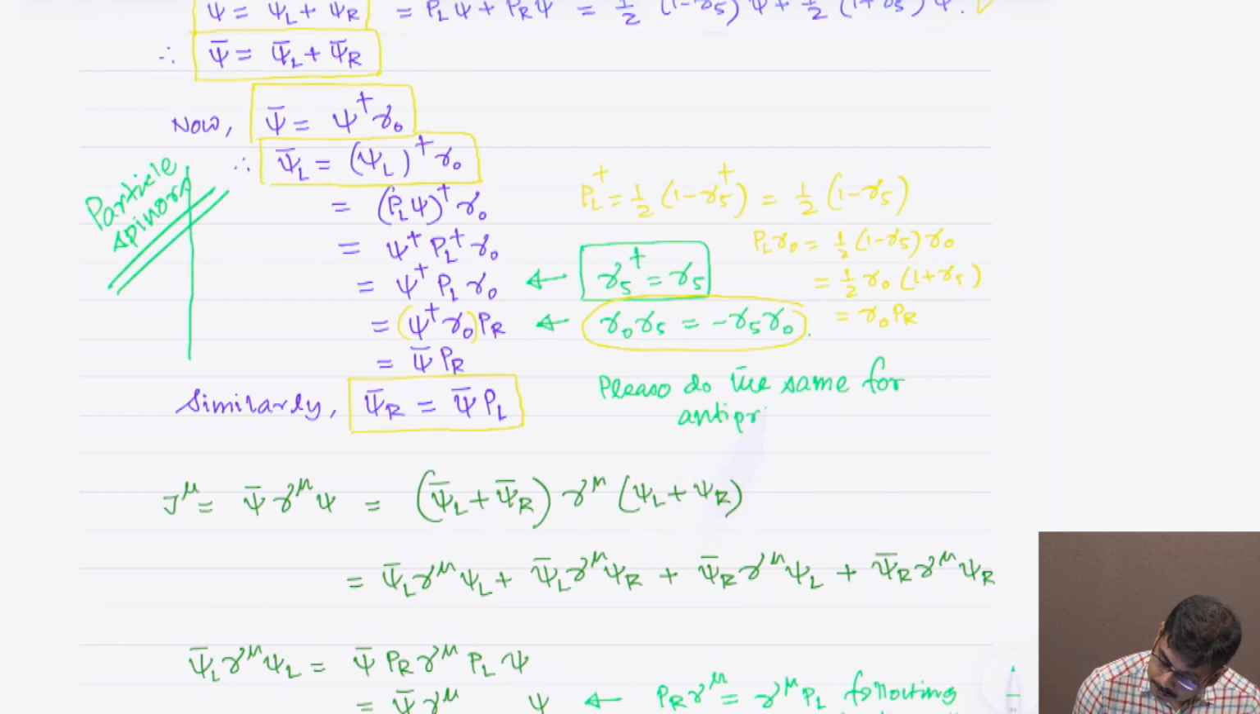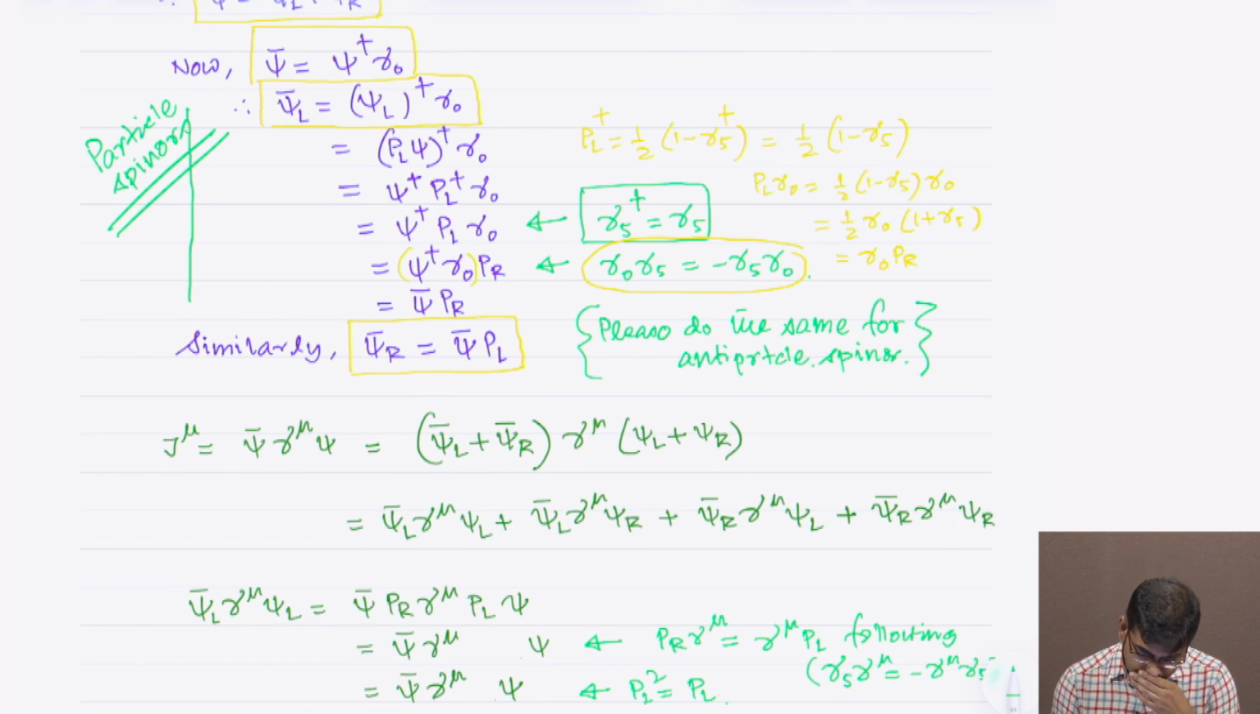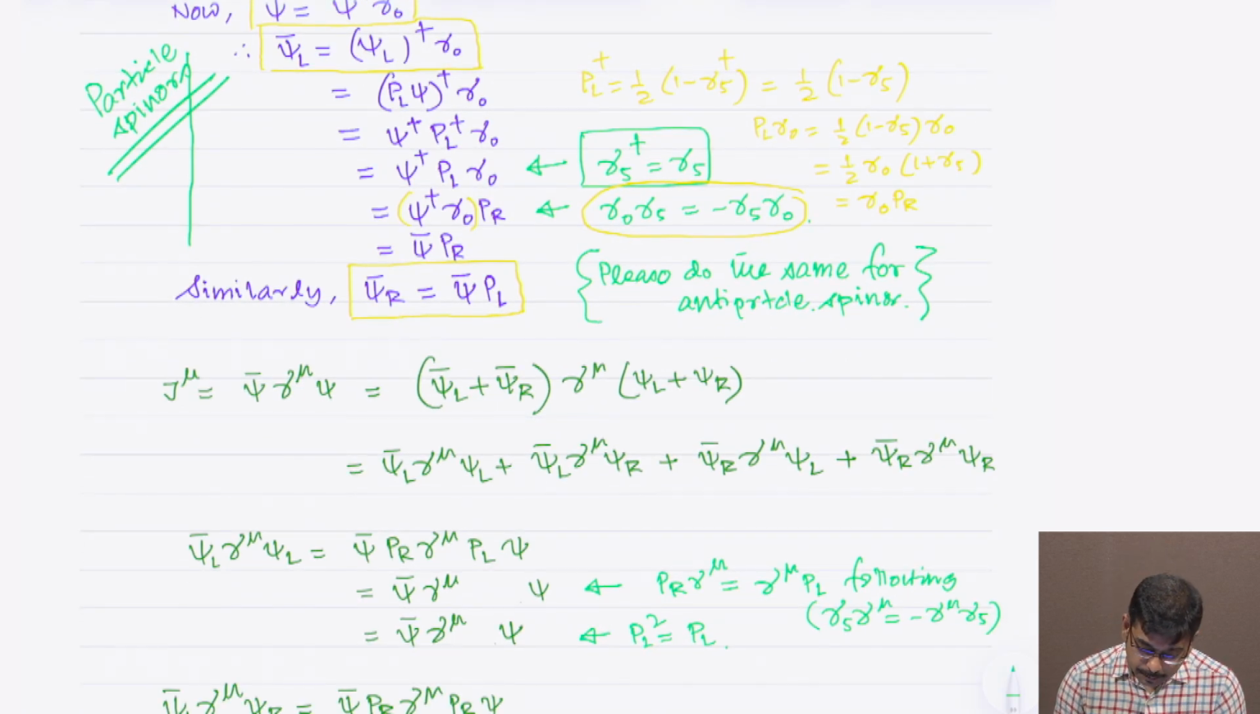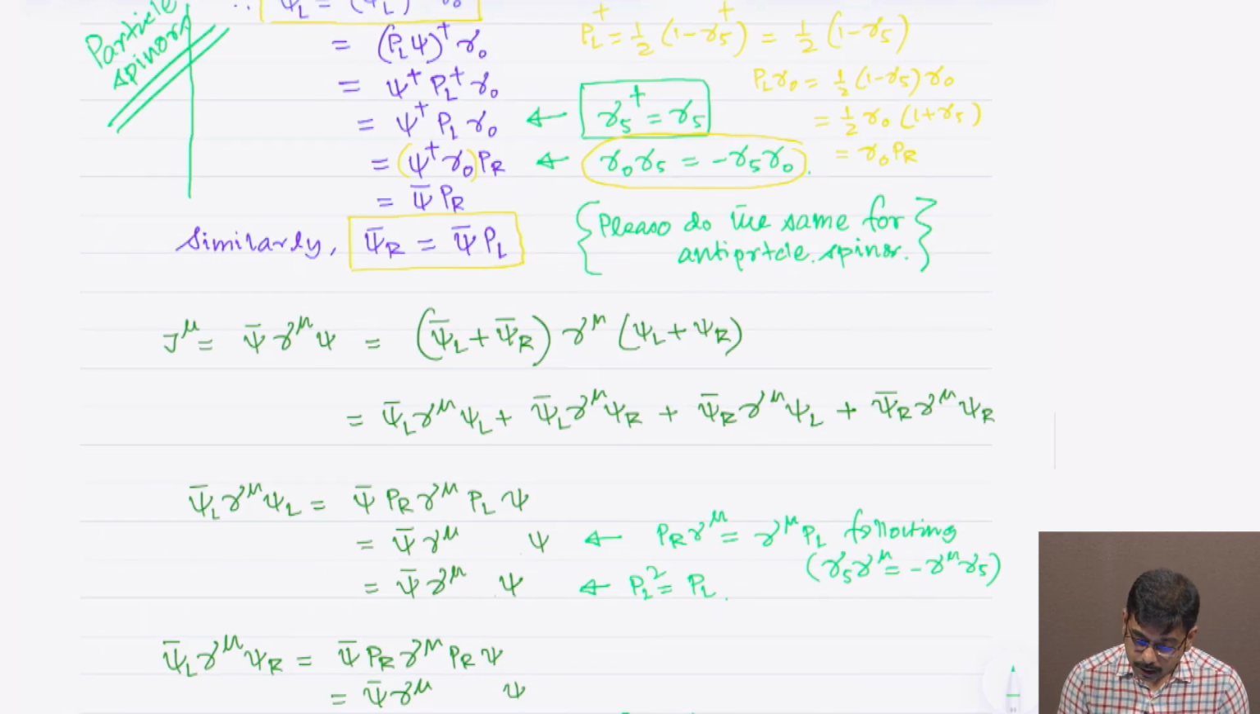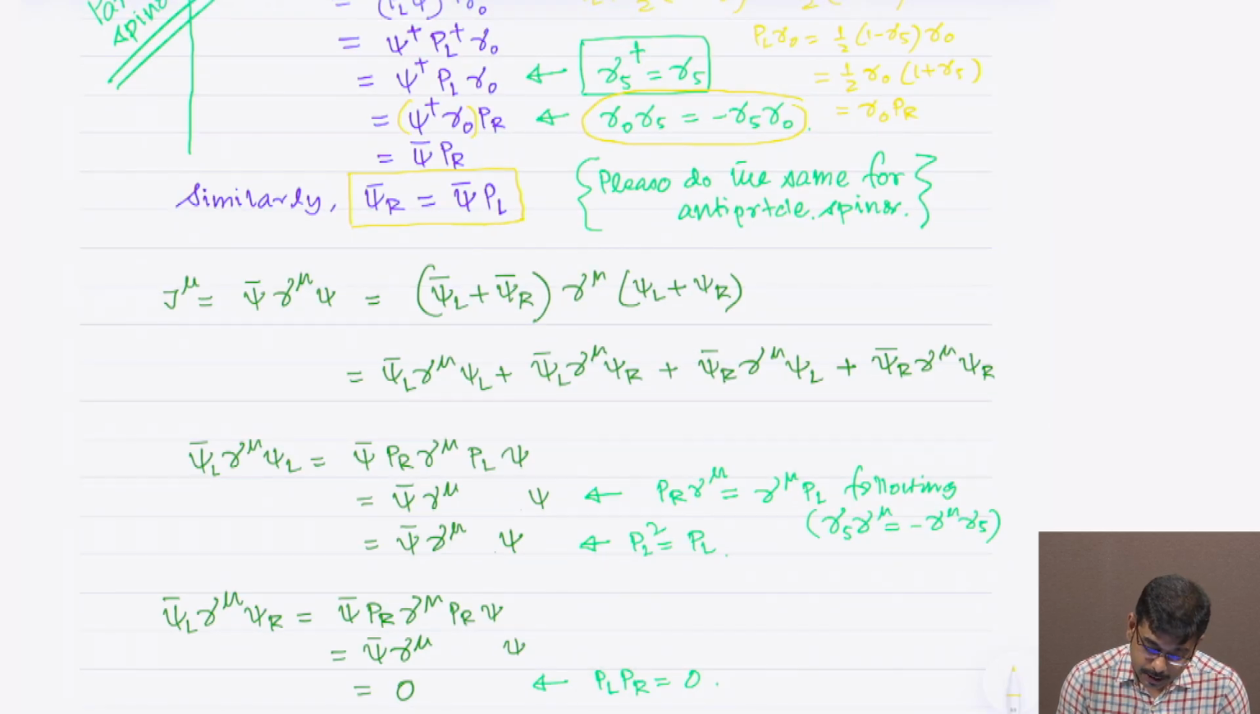All right. So, let us proceed with this. Let us assume that this psi and psi bar are the particle and its adjoint. Now, J mu is psi bar gamma mu psi. So, therefore, I say that psi bar is (psi L bar plus psi R bar) into gamma mu into (psi L plus psi R). If I do the simple algebraic manipulation, this will have all the possible terms like psi L bar gamma mu psi L, psi L bar gamma mu psi R, psi R bar gamma mu psi L, and psi R bar gamma mu psi R.